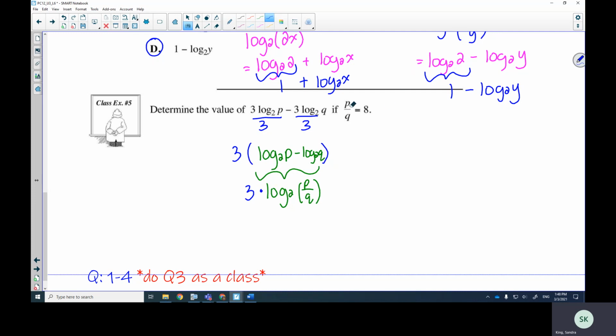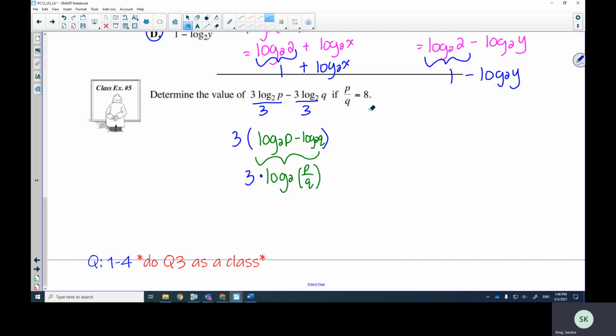Then the question says, if you ever see a p over q, you can substitute that out for 8. So get rid of this and substitute it out for 8. So the log base 2 of p over q, I'm taking that out and putting in an 8. I'm going to multiply that by 3. This I could evaluate in my head, because 2 to what power gives me 8? That answer is 3, times the coefficient in front, which was a 3, and your final answer is 9.